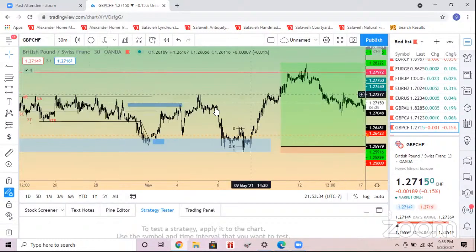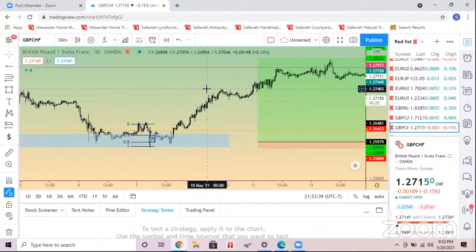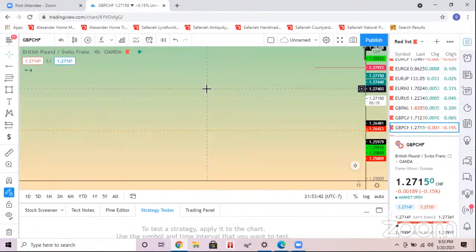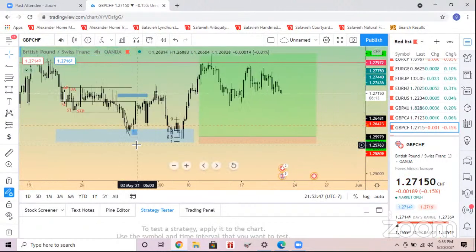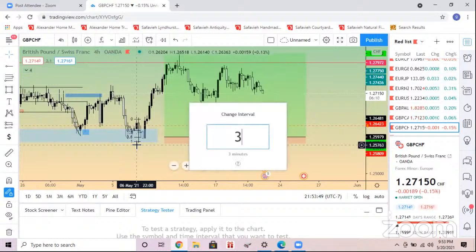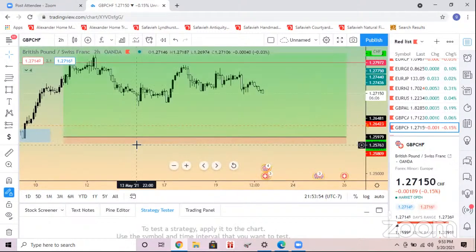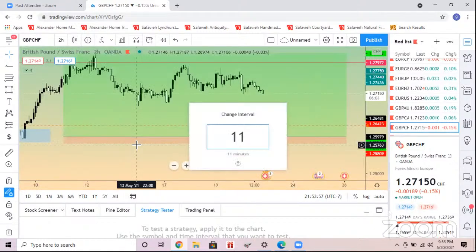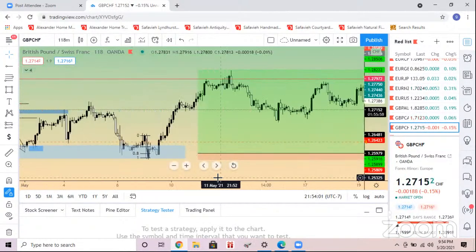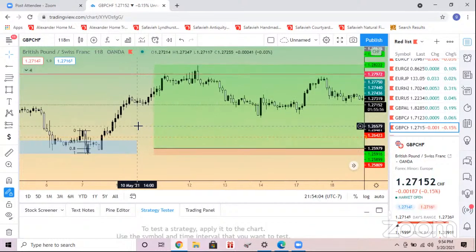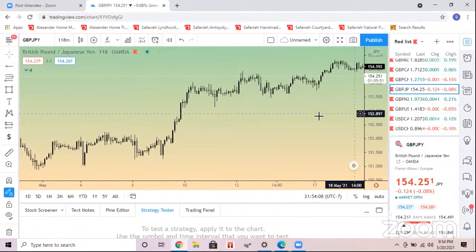I believe that candle is like a 4-hour candle. Oh no, it was that 118. Yeah.